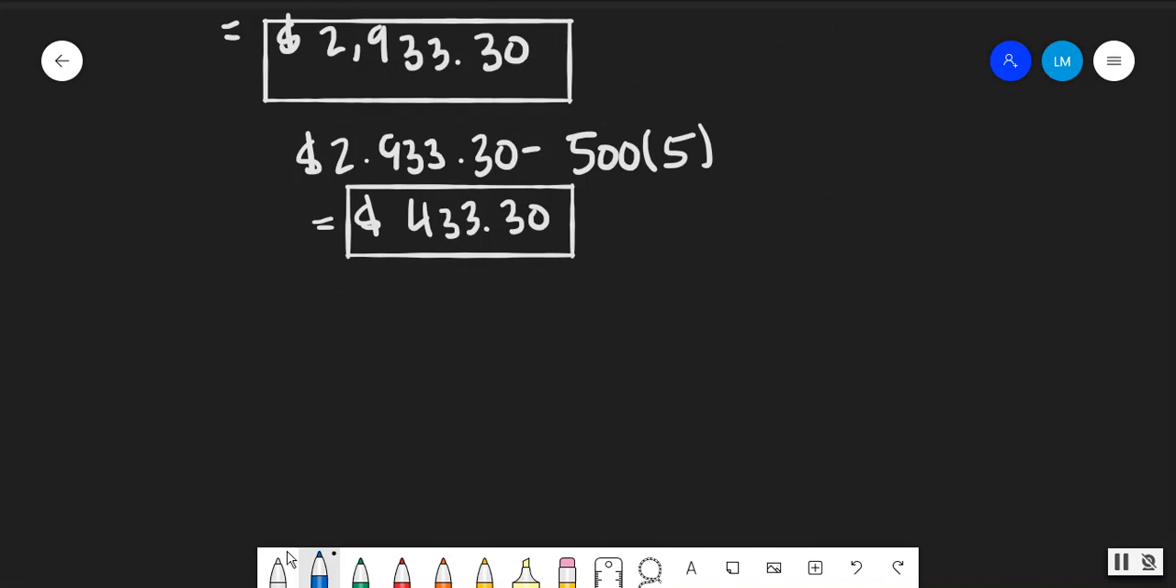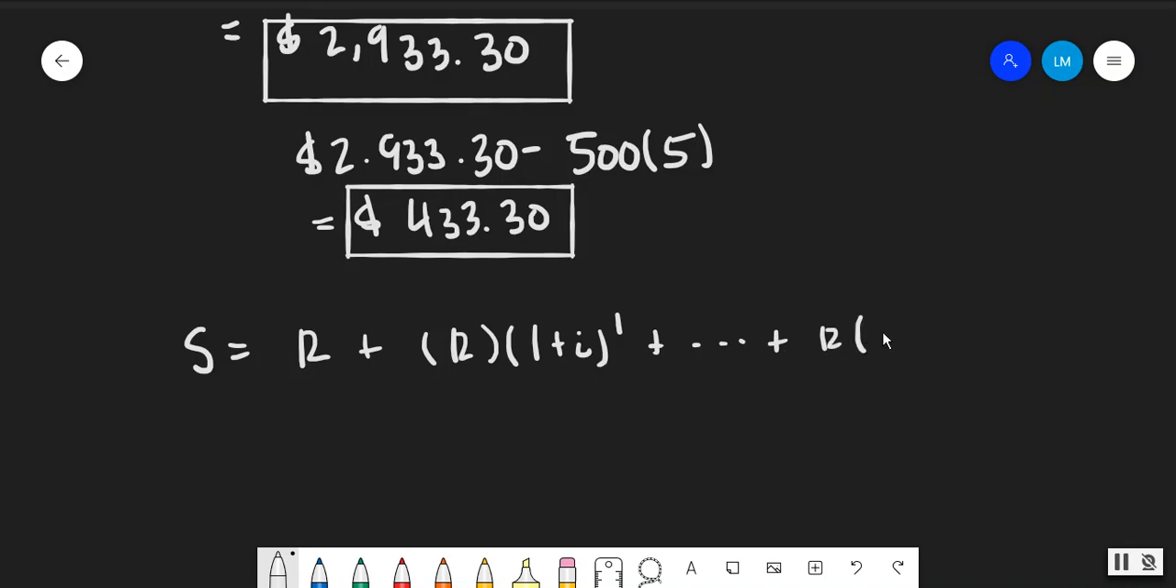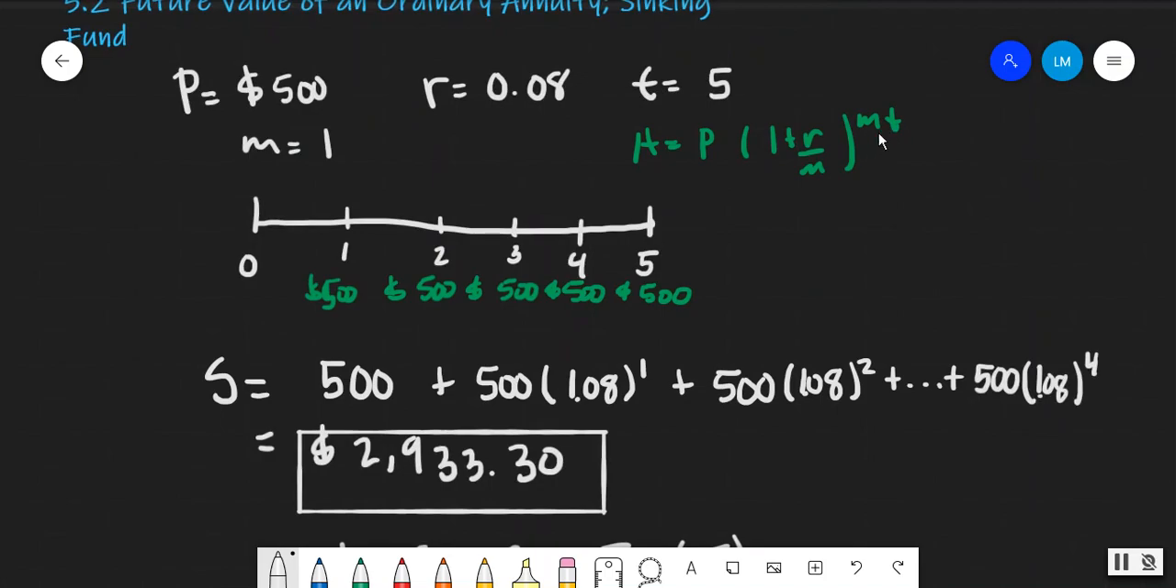The way we think about this is, what if you had your sequence of payments and you had R plus R multiplied by 1 plus I to the 1. Now 1 plus I is the compounding amount, and R is the payment. You repeat this process until you reach the last payment, which in this case is 1 plus I to the power N, because if we go back to our formula, this is usually N.